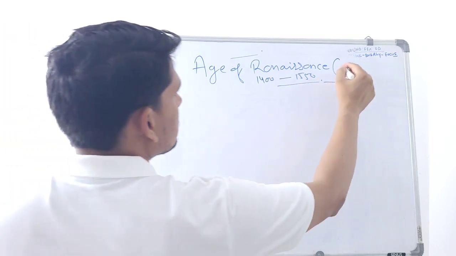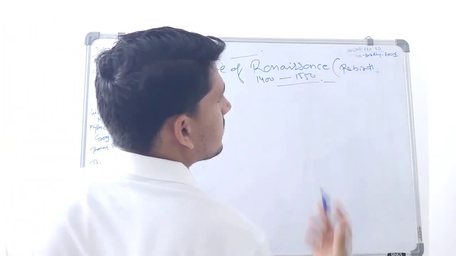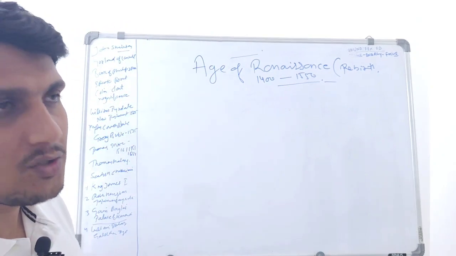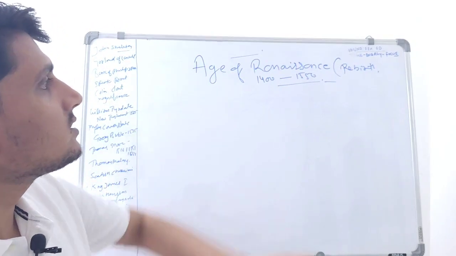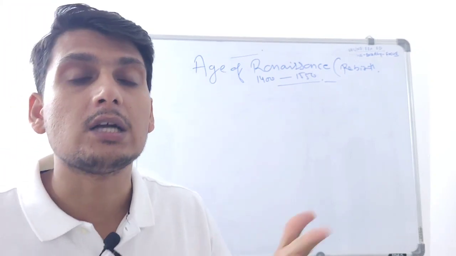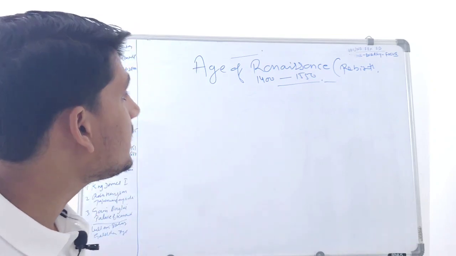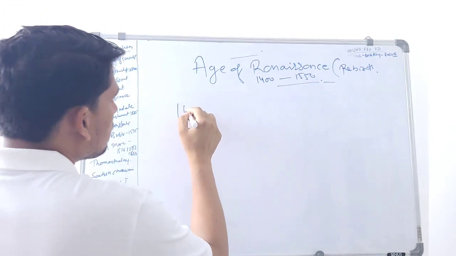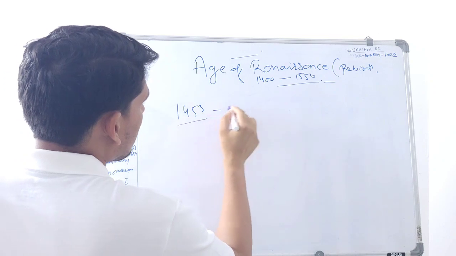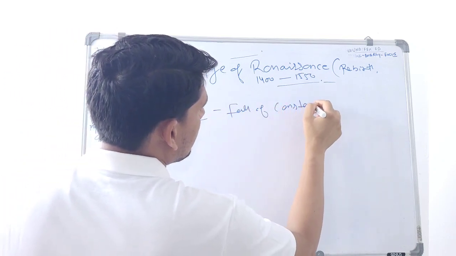Renaissance means rebirth, and it also means revival, resurrection, restoration. So it was the rebirth of what? It was the rebirth of learning and culture. And how did this rebirth happen? It was due to an event which took place in 1453. What was that? It was the fall of Constantinople.